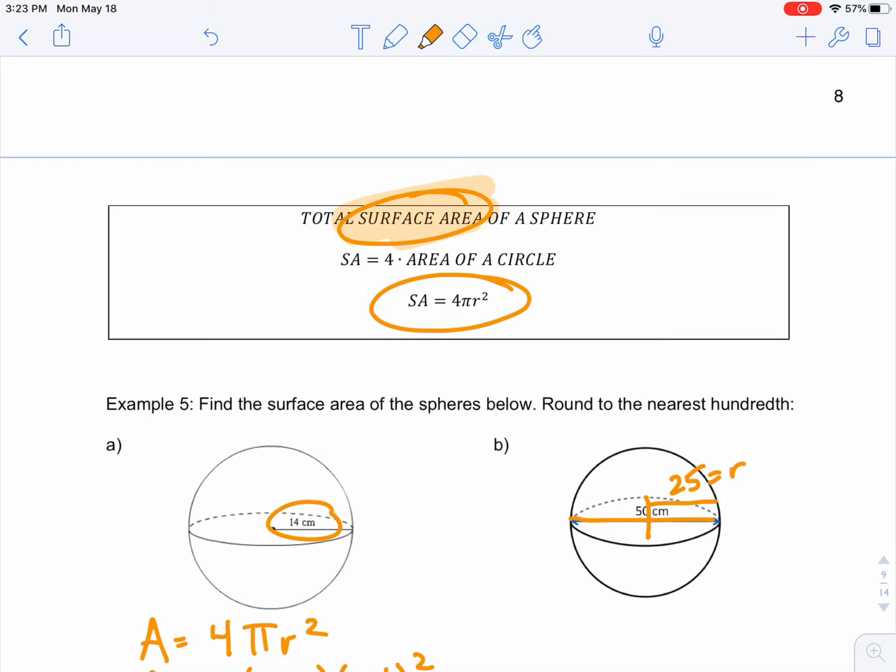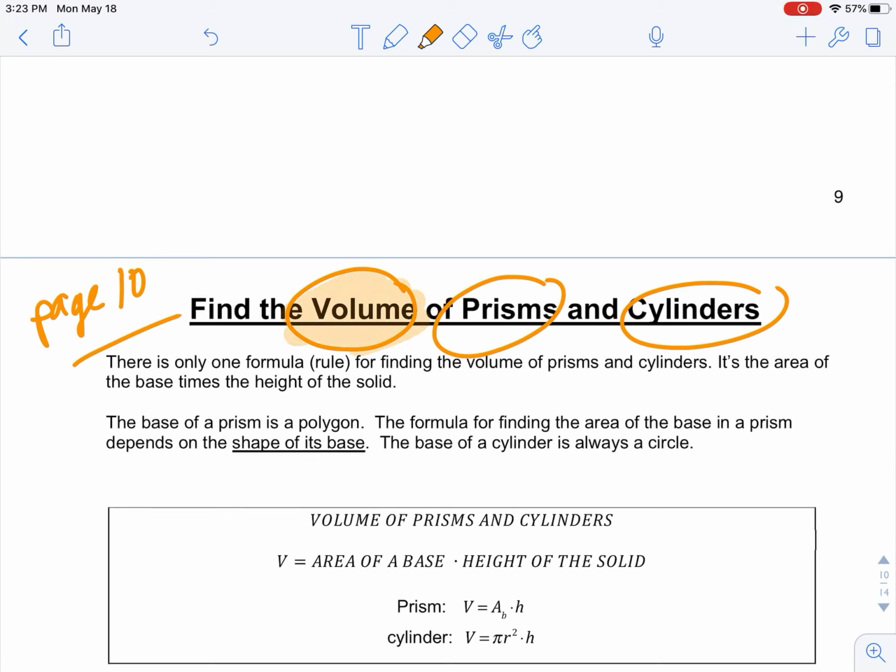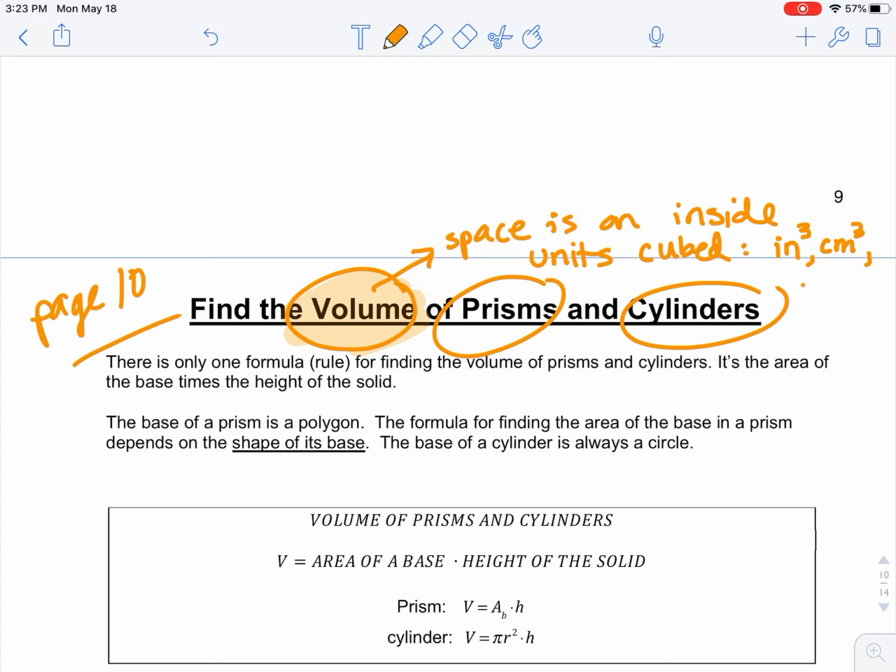Surface area was the idea of how much area is on the outside. But now we're talking about volume, and what volume is, it's how much space is on the inside. And for volume, our units are always cubed. So what does that mean? It means if we have inches, for our answer it'd be inches cubed, or centimeters cubed, or meters cubed, or feet cubed. You get the idea, right? Whatever units you're using, it's always inside and it's always cubed, okay?